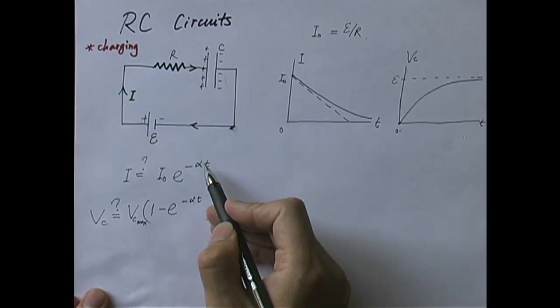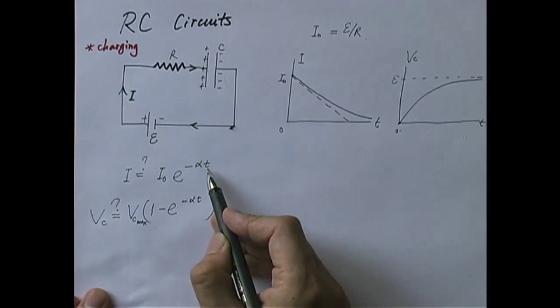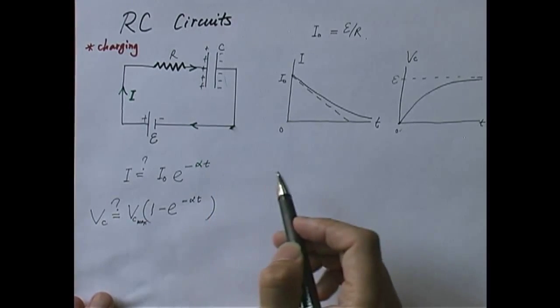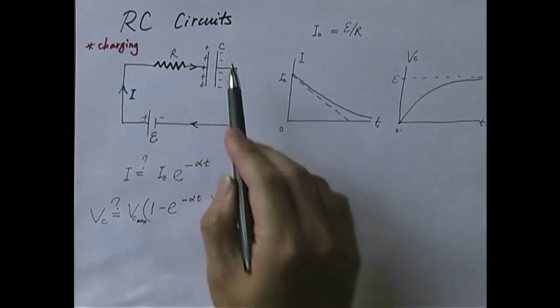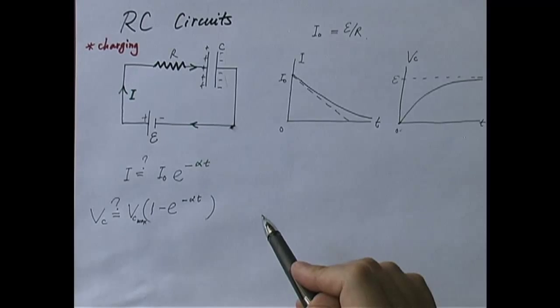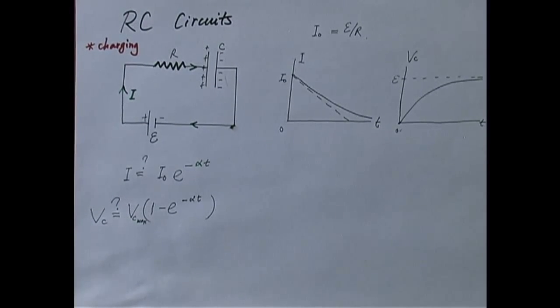The dimension of alpha must be that of 1 over time, because alpha times t is dimensionless, remember that? But we also know that alpha should be a function of r and c. It should not, however, be a function of epsilon. We know that even before our calculation.